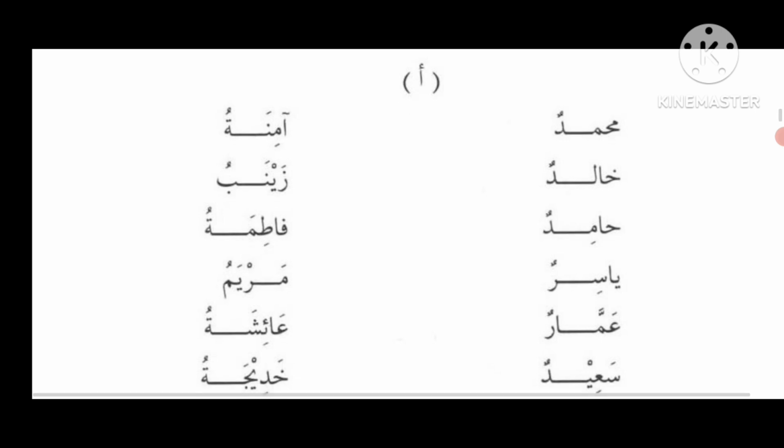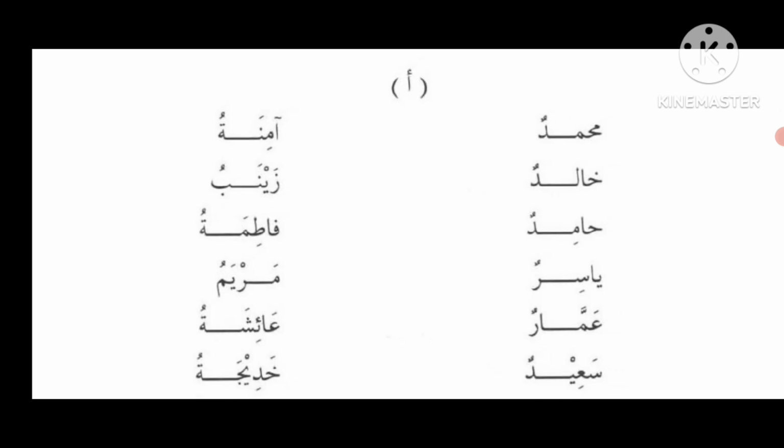Now, the nouns on the right hand side, all of them have tenwin, and all of them are masculine. We have Muhammadun, Khalidun, Hamidun, Yasirun, Ammarun, Sa'idun, Aliyun, Abbasun. These nouns, when they are taking a fatha, we double the fatha. It becomes Muhammadan, Khalidan, and so on. When taking a kasra, we double the kasra. We say Muhammadin, Khalidin, Hamidin, and so on.